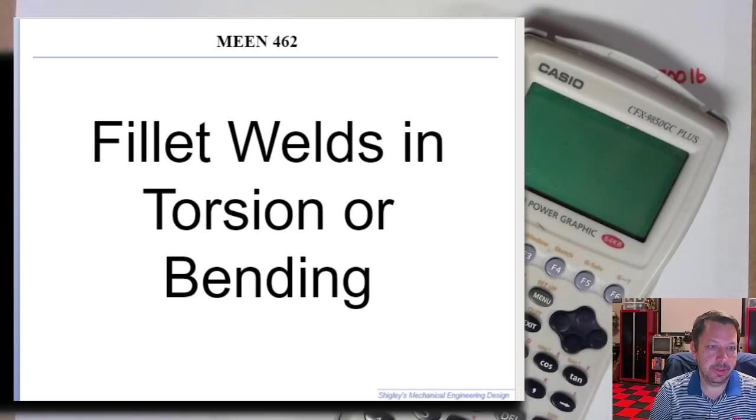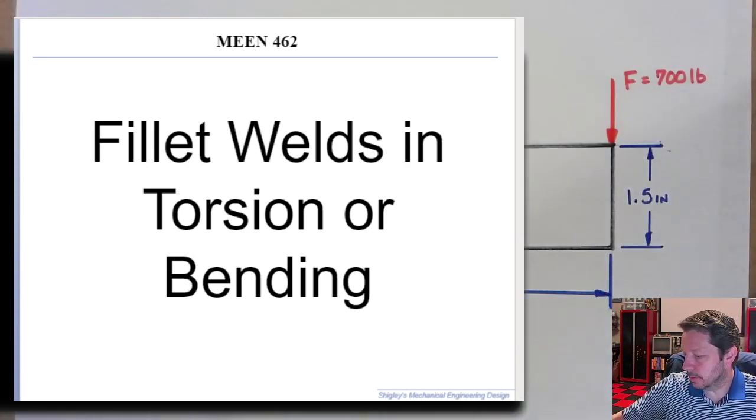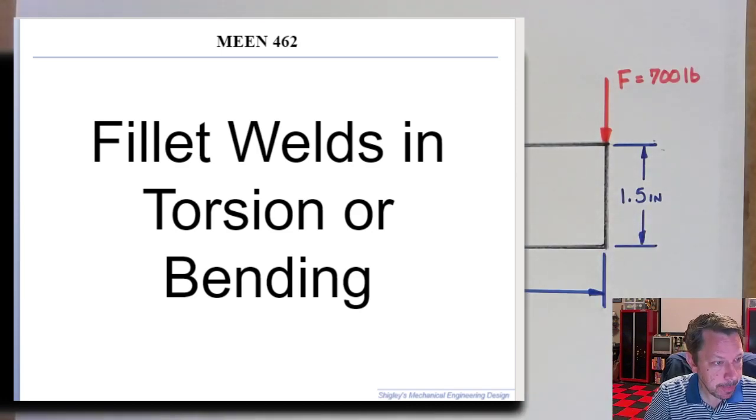Okay, today we're looking at fillet welds again, but now they're going to be in torsion or bending. We won't do both at the same time, not torsion and bending at the same time. We'll keep those separate, but they have a similar approach. And you'll see later there's some charts that we'll look at to help us solve these problems, and those charts work in a similar way.